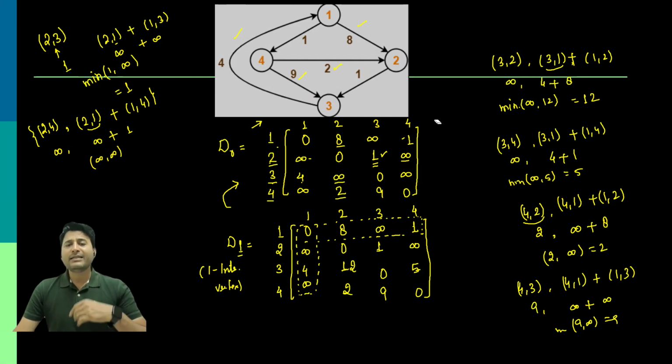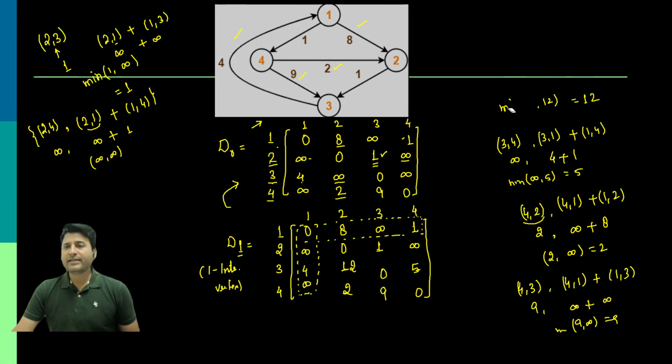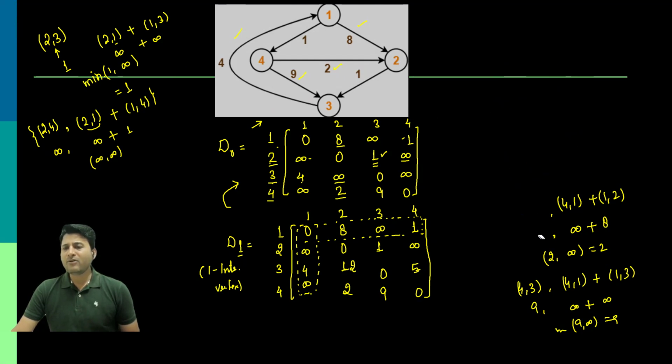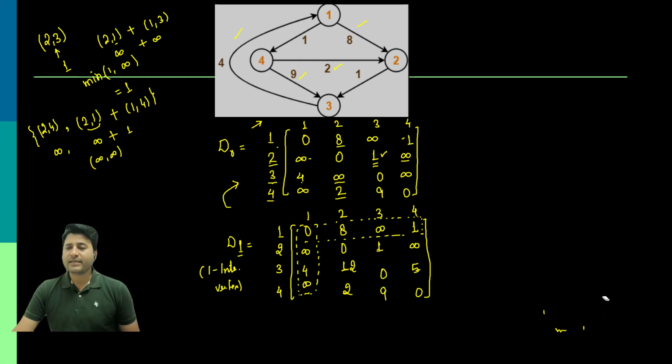Now we'll make the second vertex 2 as the intermediate vertex. So let us see how we will make the D2 matrix, where vertex number 2 is considered as an intermediate vertex. Let me rub these things. So for D2, as we did in D1, in every pair we were inserting vertex number 1. So in D2, what is our task?